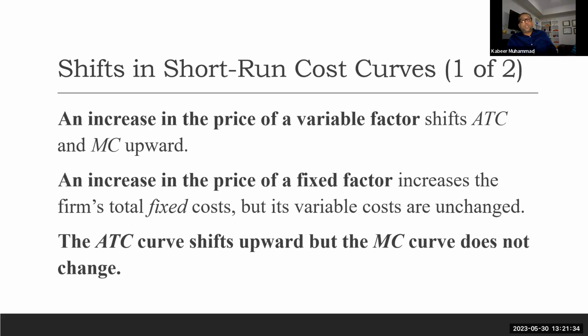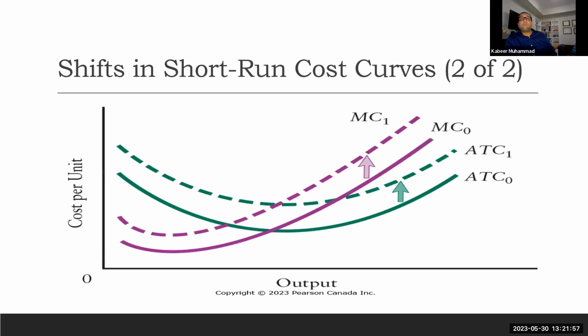So these curves can shift as well. An increase in the price of a variable factor shifts the average total cost and marginal cost upward, because that affects the variable cost. An increase in the price of a fixed factor increases the firm's average total fixed cost, but its variable costs are unchanged. So the ATC curve shifts up, but marginal cost does not, because marginal cost is affected only by variable cost.